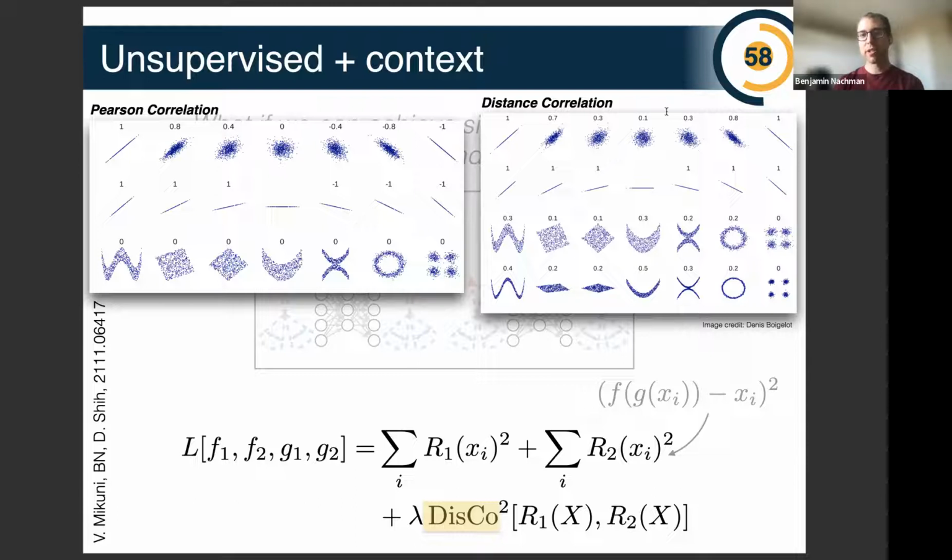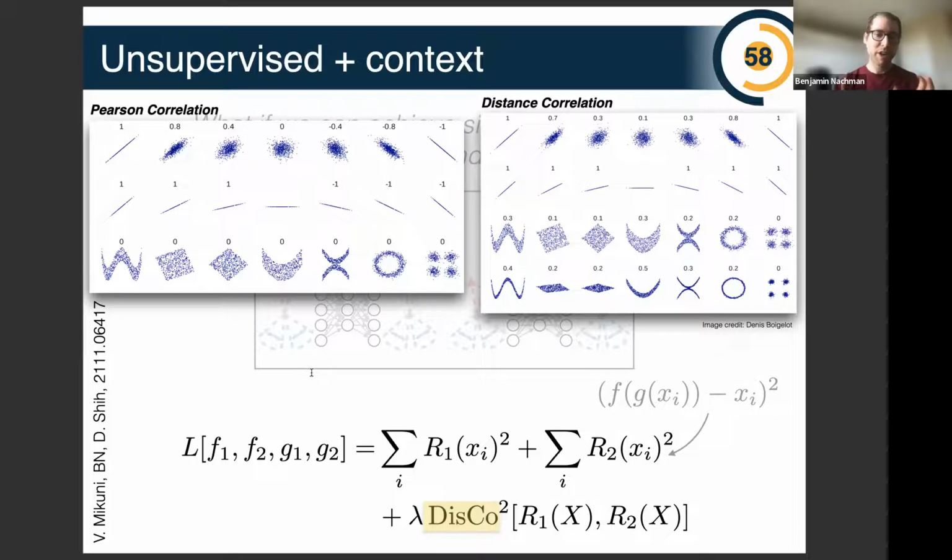In contrast, the distance correlation has similar behavior in the top row. So it looks not unlike the case of the correlation coefficient. It's 1 if they're exactly linear. And these pathological cases that we had for the linear correlation coefficient, it's not 0. In fact, the distance correlation is 0 if and only if the two features are actually independent. Okay, so that's what this disco is all about.